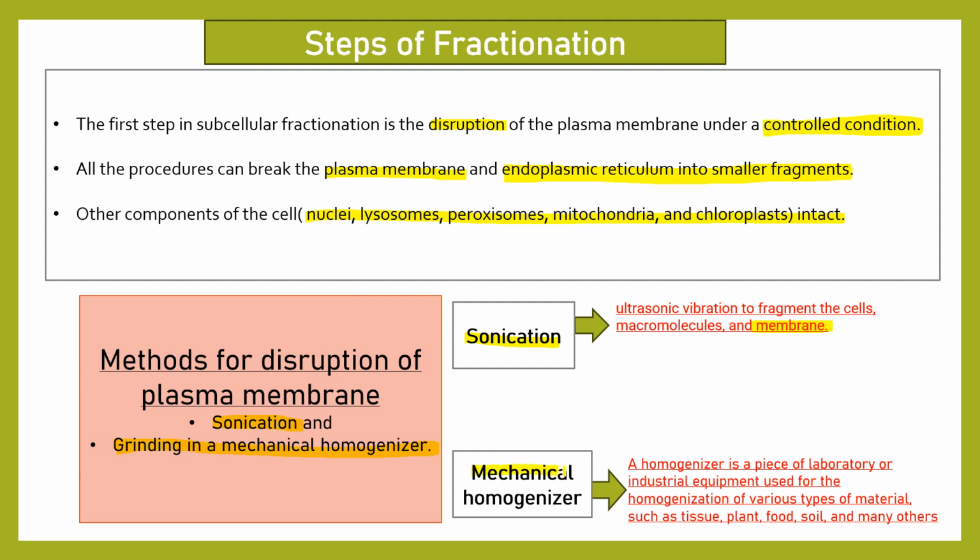Then the mechanical homogenizer, for homogenizing the various types of material present in the solution, right? A homogenizer is a piece of laboratory or industrial equipment used for the homogenization of various types of material such as tissue, plant, food, soil and many others.